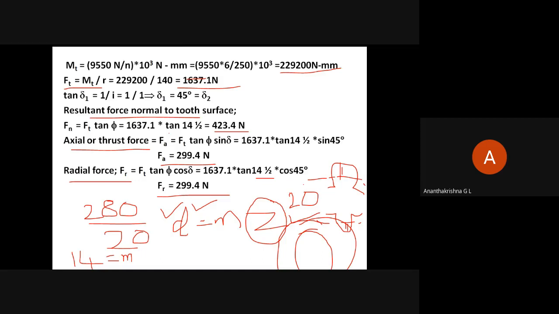So we'll take it as 20. Module we are going to get as 14. So for 14 module, that's going to be equal to addendum. So you have to add one addendum and one addendum to the 280 mm pitch circle diameter. That should give you the outside diameter of the gear.